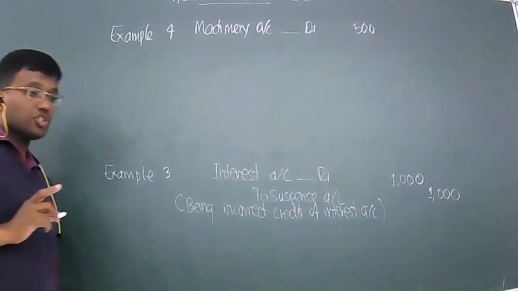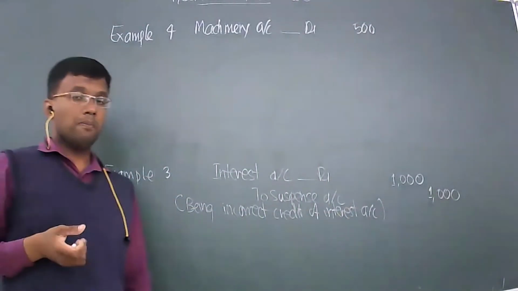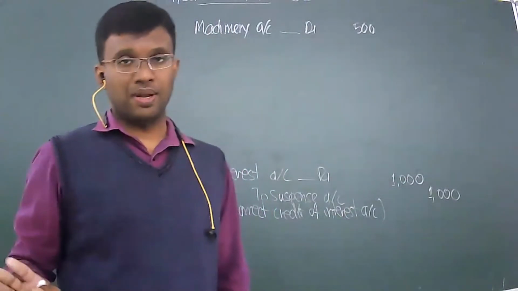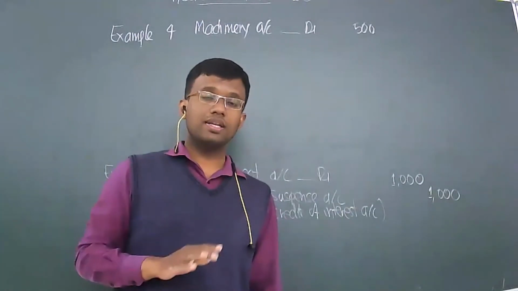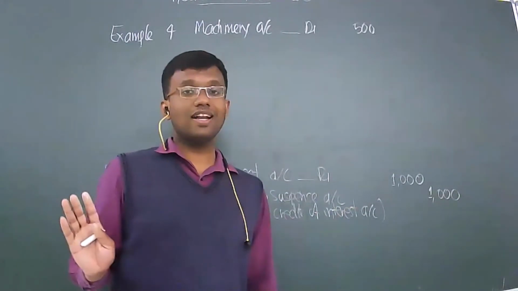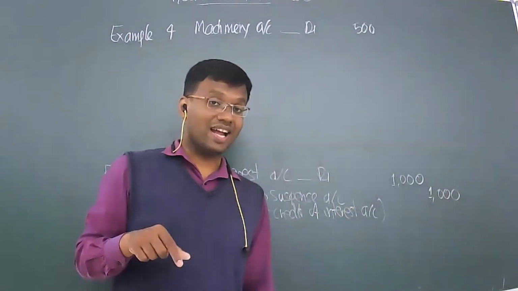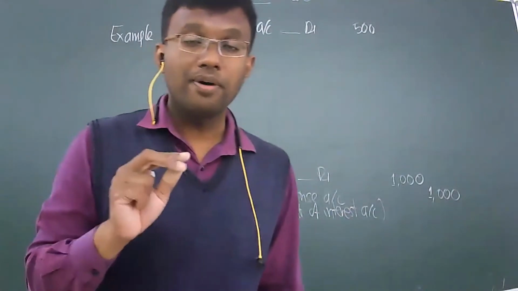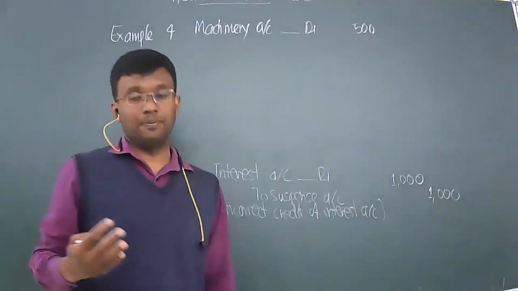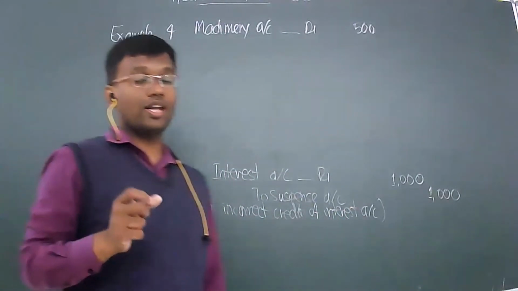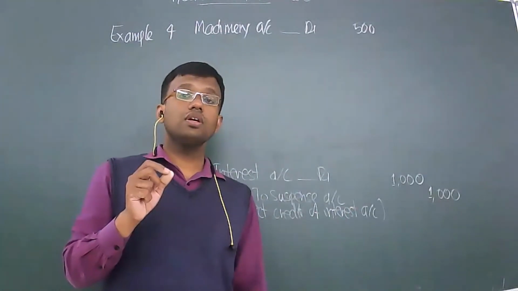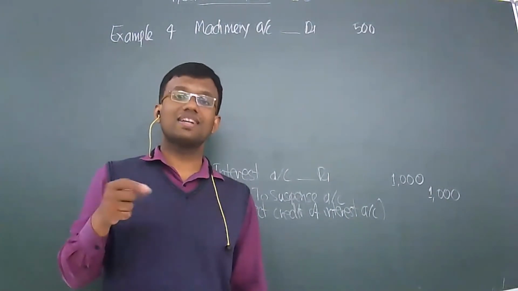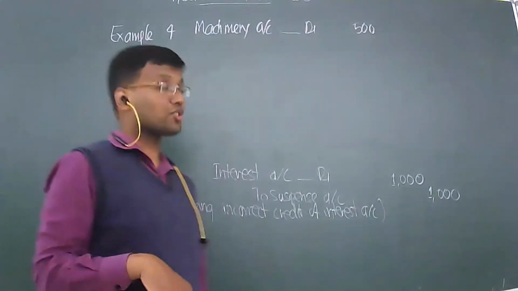Now, what is the condition with respect to purchase account? Purchase account, you have debited, you were not supposed to debit. Okay, purchase account is debited, but you were not supposed to debit that account. So how do we rectify that? Purchase account is over debited. So purchase account, since it is over debited, how do we rectify? We rectify by crediting. So purchase account has to be credited.